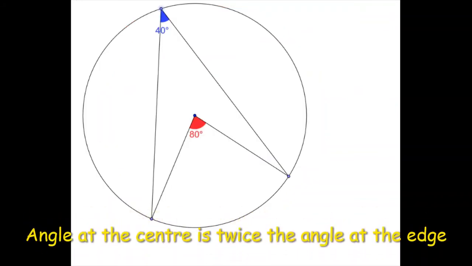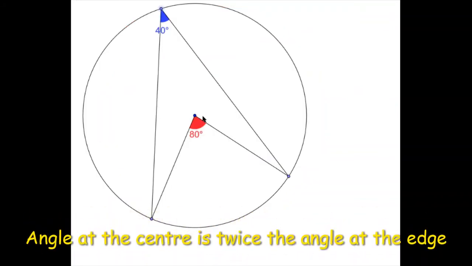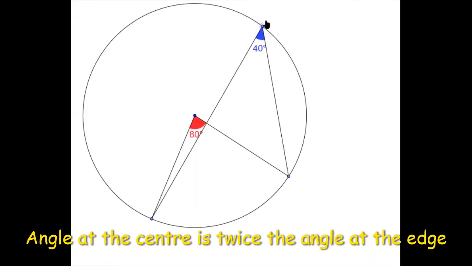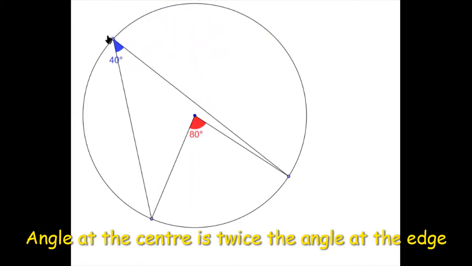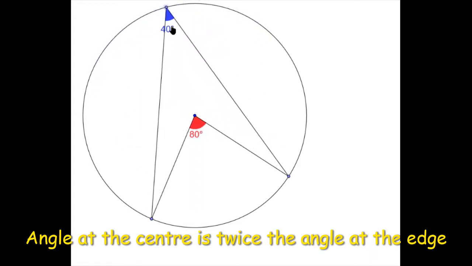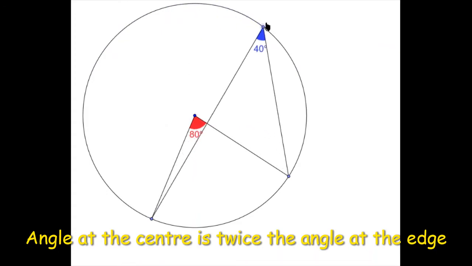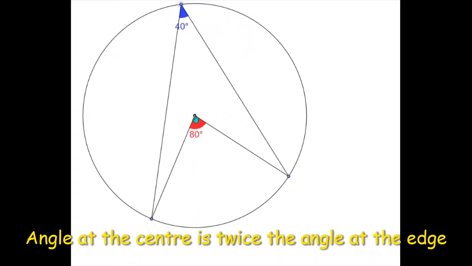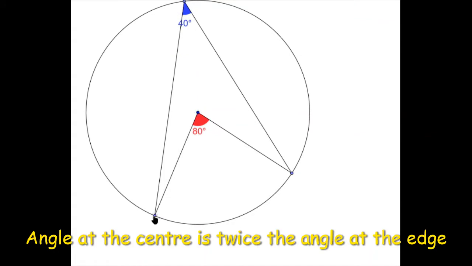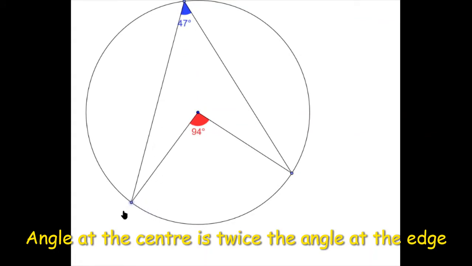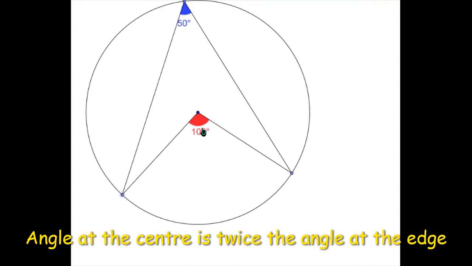With this one, we can say angle at the center, that 80 degrees there, is twice the angle at the edge. No matter where I take it, look, still double. The center is twice that of the edge. I can change it maybe. You see?